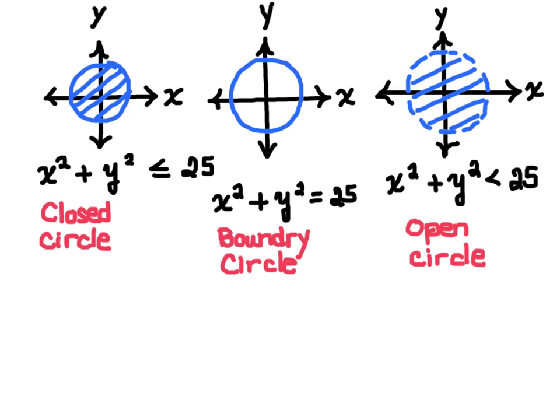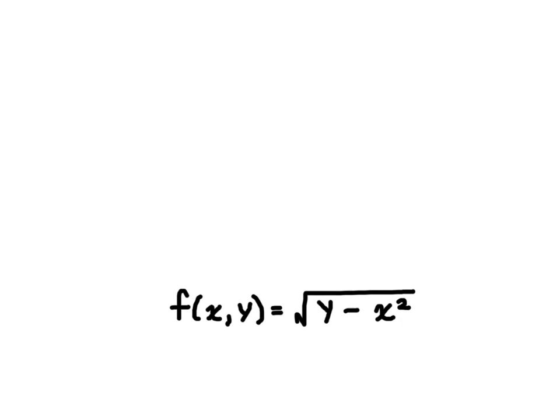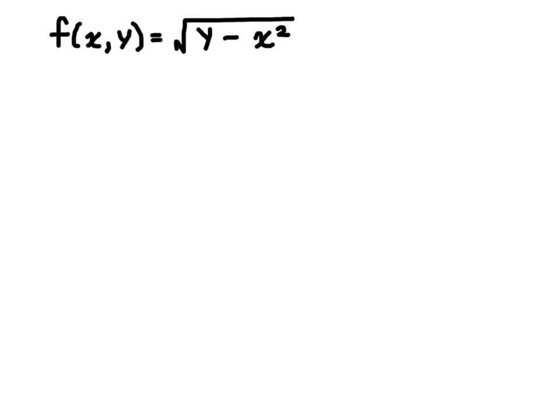A region in a plane is bounded if it lies inside a disk of fixed radius. A region is unbounded if it does not. Here, we're going to look at the function f of x, y, which is equal to the square root of y minus x squared. Let's move that up there. And what this looks like in the xy plane, a parabola.